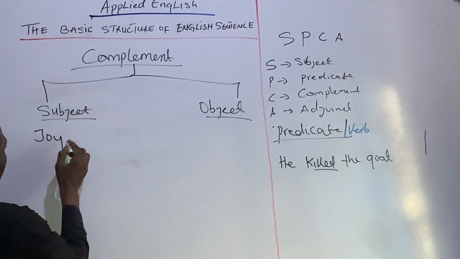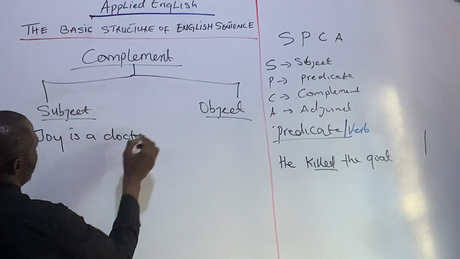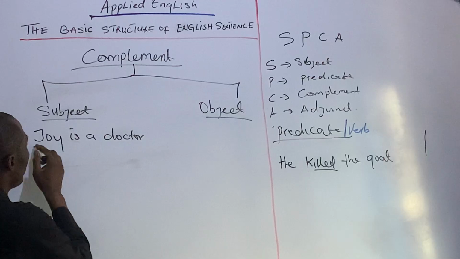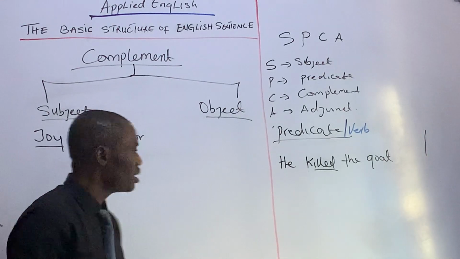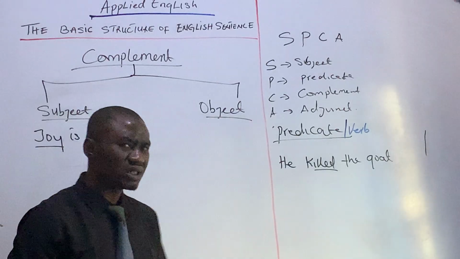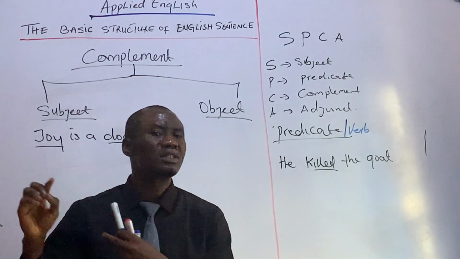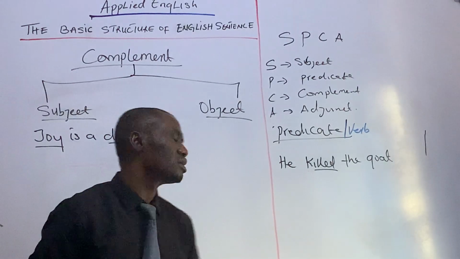Joy is a doctor. Now, Joy is the subject. The doctor is the complement. The complement renames or modifies the subject. That is the subject complement.